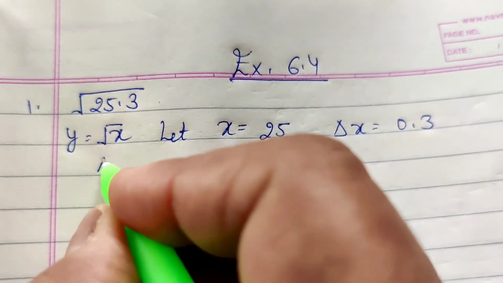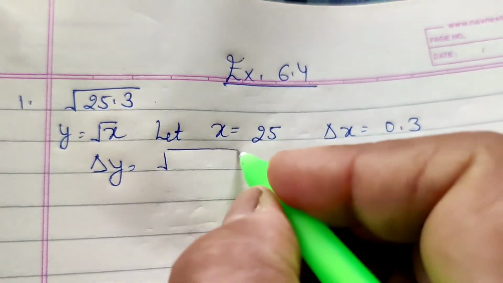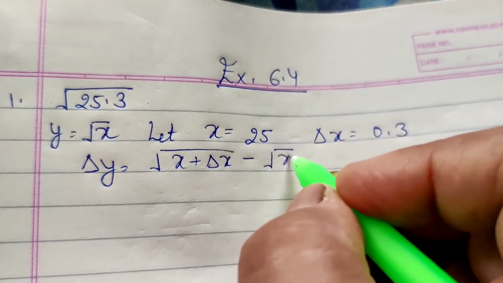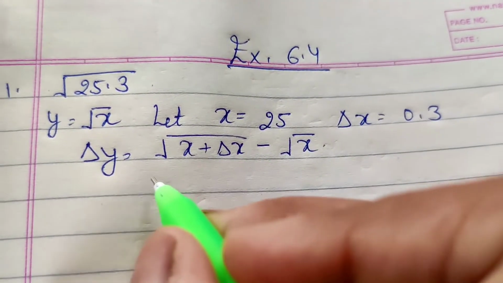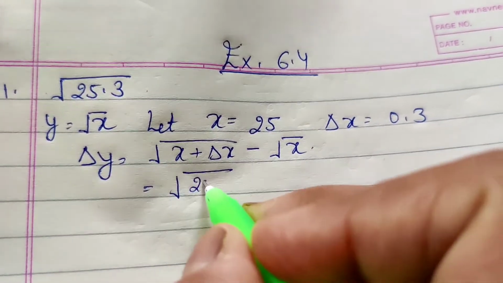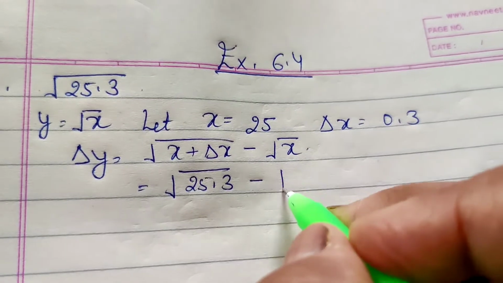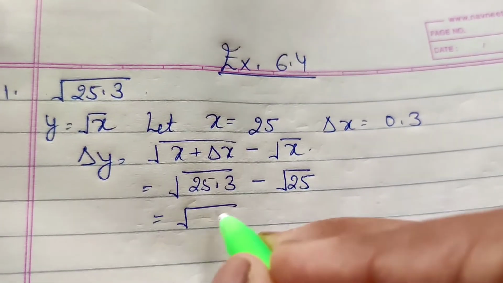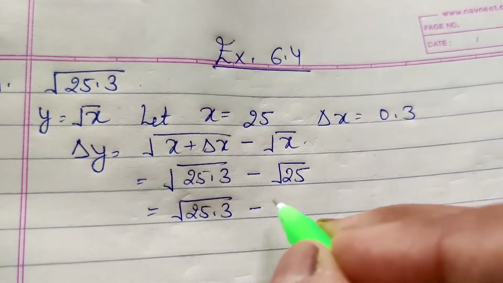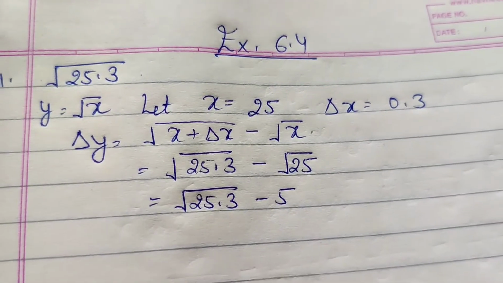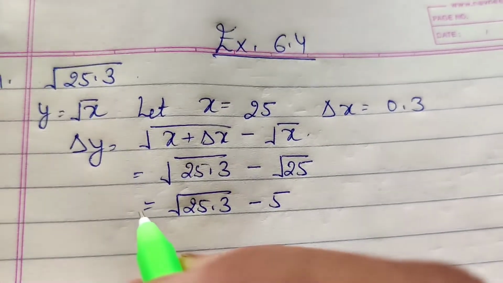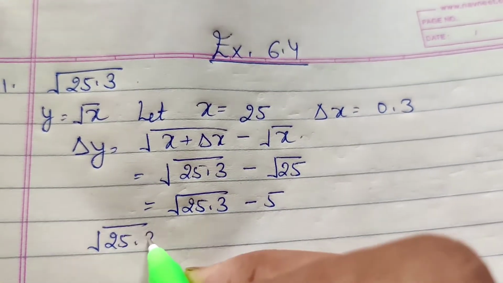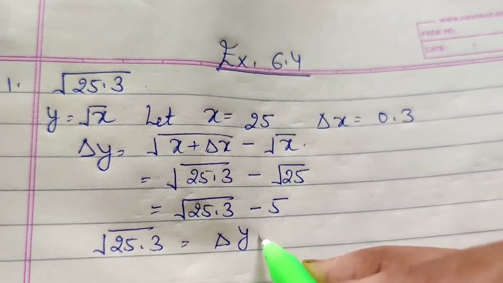Now del y equal to, this is the formula, root of x plus del x minus root x. Here x plus del x equal to 25.3 and x equal to 25. So it is equal to root 25.3 minus 5. So we can write root 25.3 equal to del y plus 5.